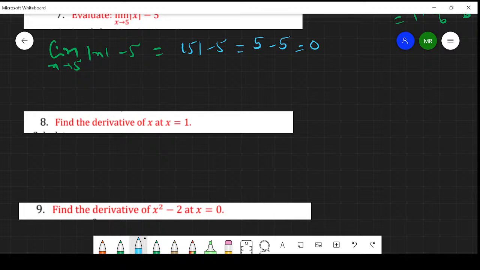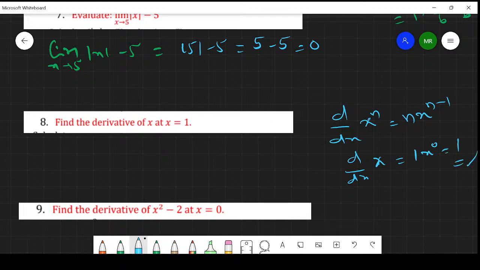Find the derivative of x at x equal to 1. You remember the formula: d by dx of x power n is n into x power n minus 1. Here also, d by dx of x, you can see x power 1. This will be 1 into x power 0. It comes 1 alone if you follow this formula. The answer will be 1 only.